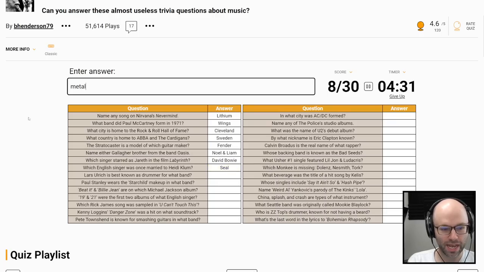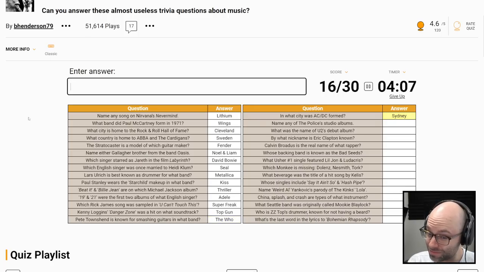Seal was married to Heidi Klum. Lars Ulrich is from Metallica. Paul Stanley is from Kiss. Beat It and Billie Jean are on Thriller. 19 and 21 are from Adele. Rick James' song in U Can't Touch This, it's Super Freak. Kenny Loggins' Danger Zone is from the Top Gun soundtrack. Pete Townshend smashed guitars for The Who. AC/DC was formed in Sydney.